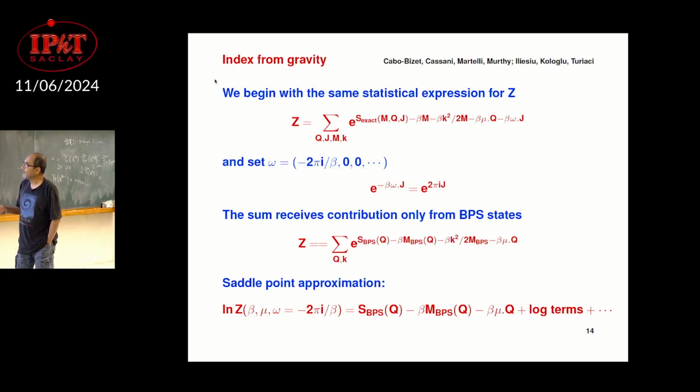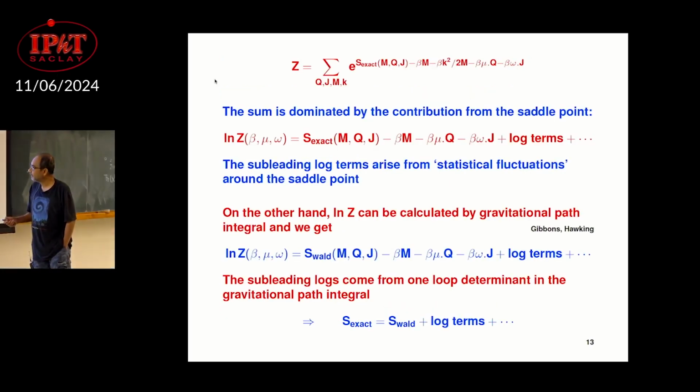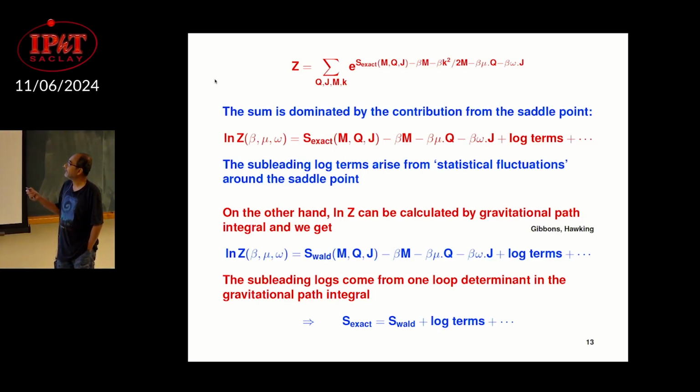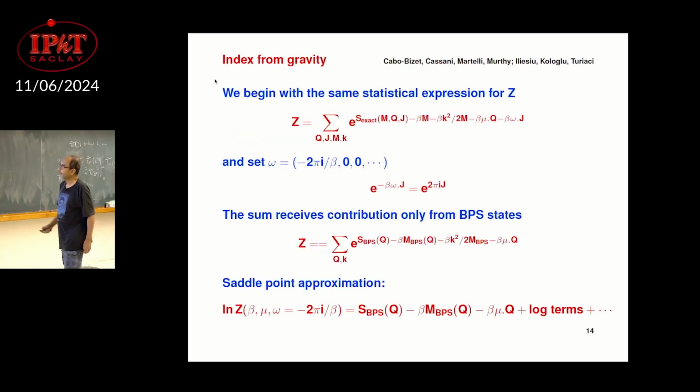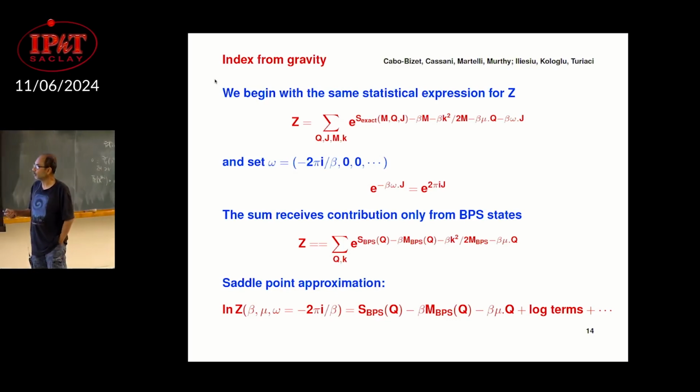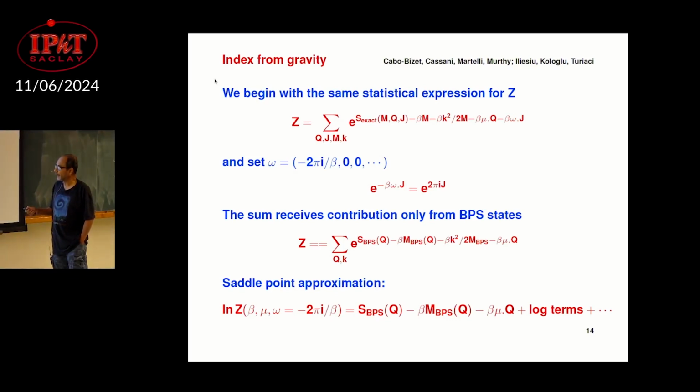So let's look at the same statistical expression for Z that we had. We said in the previous slide that this was the expression for Z that the gravitational path integral computes. All that I'll be doing now is choosing some particular form of omega. Omega is up to us, that sets the boundary condition asymptotically. The form of omega that I'm going to choose is that the first component I'll take to be minus 2 pi i over beta, and the rest of the components I'll set equal to 0.